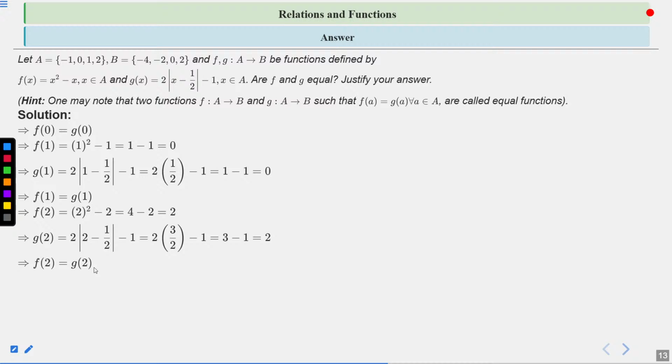So for every element in A, f of a is coming out to be g of a, right? Therefore f of a is equal to g of a for all a belonging to A. Hence the functions f and g are equal, right? All the conditions are satisfied here. So we can say that f and g are equal functions, right? Clear? Let us move to the next question.